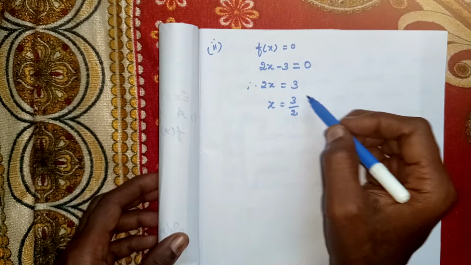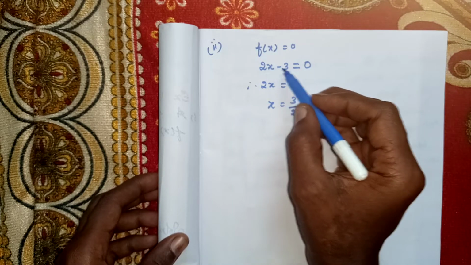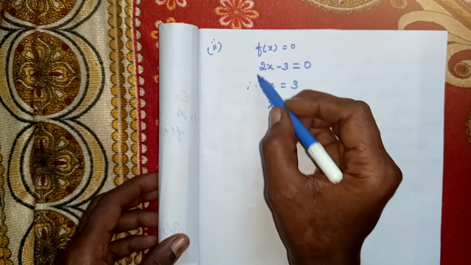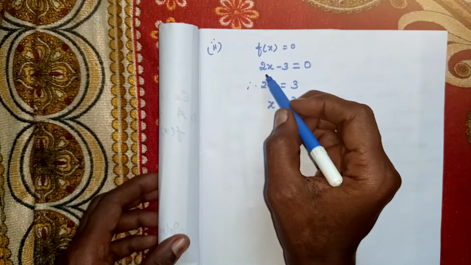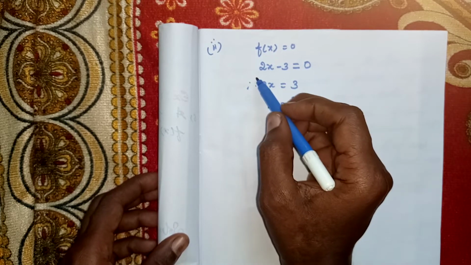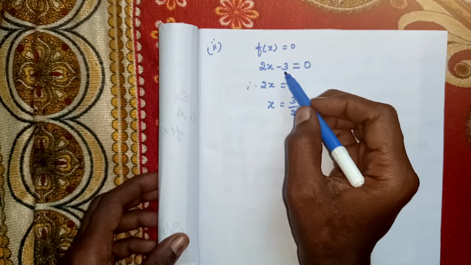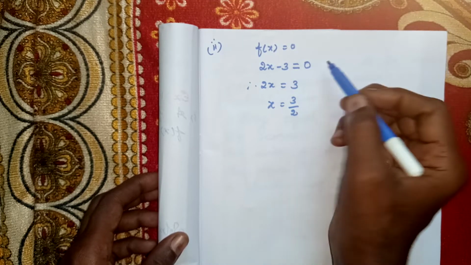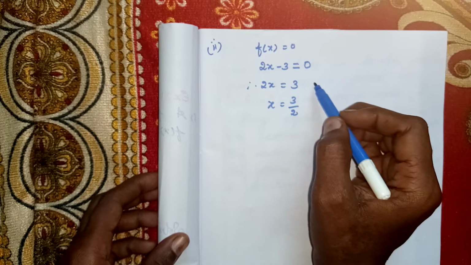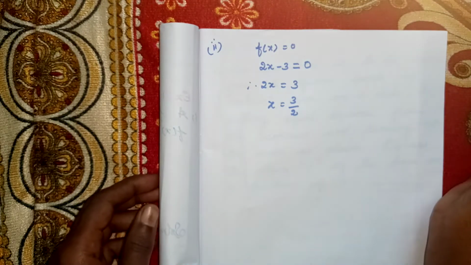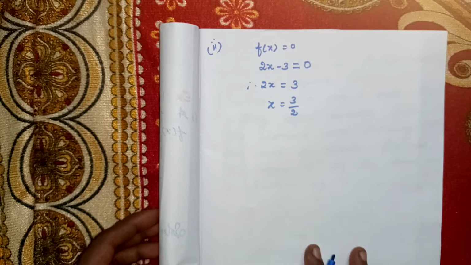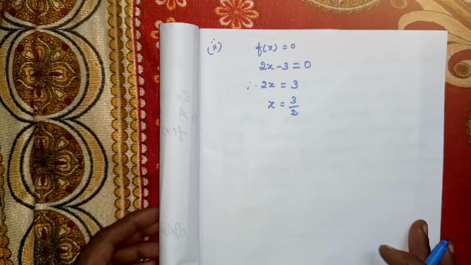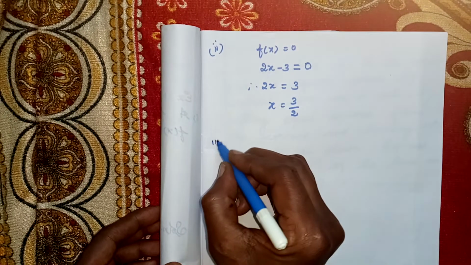f of x is equal to 0. We have to find out x. So, 2x minus 3 is equal to 0. Why? f of x is equal to 2x minus 3. In place of f of x, we have to replace 2x minus 3. Okay? 2x minus 3 is equal to 0. Therefore, 2x is equal to 3. x is equal to 3 by 2. Have you understood this? Then I am going to do the third question.